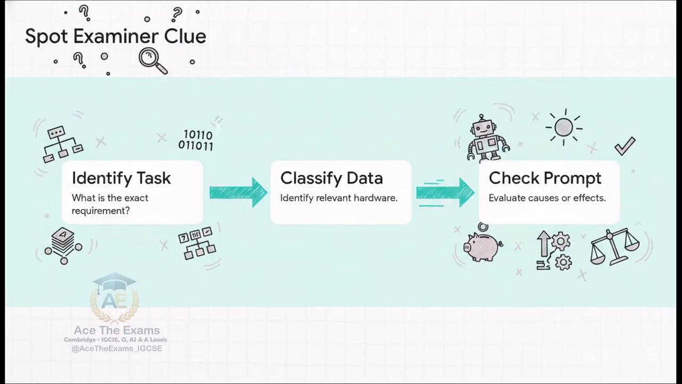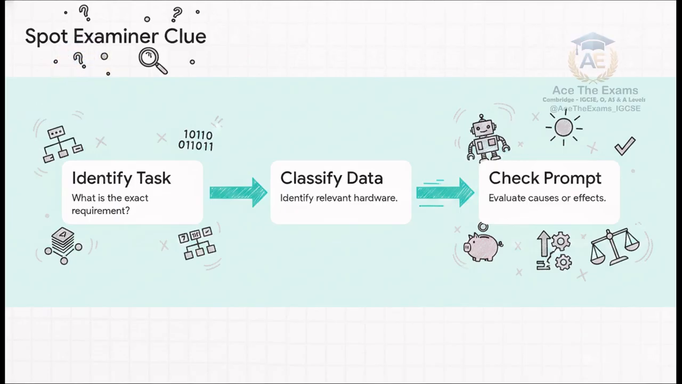Now, what's really interesting about this is this brings us right back to that promise I made earlier. How do you actually spot the examiner clue? It's all about a disciplined 3-step diagnosis. First up, you have to identify the exact requirement. Does the task want a process explanation, binary math, or maybe a protocol definition? Second, classify the relevant data or hardware. Are we talking about a robot, a bank, or just a 7-bit string? And third, the ultimate clue, check if the prompt wants causes, effects, advantages, or an evaluation. If you diagnose the demand correctly, your answer practically writes itself.